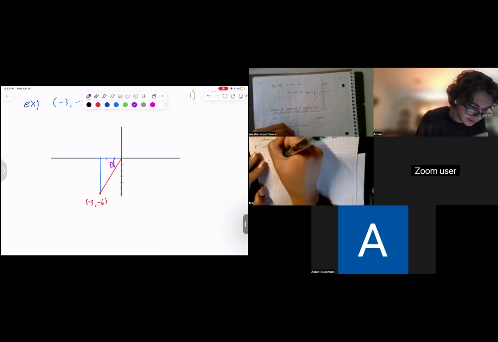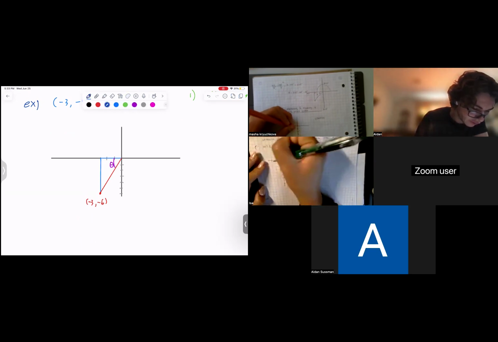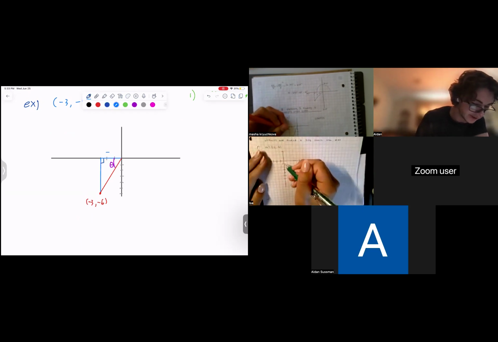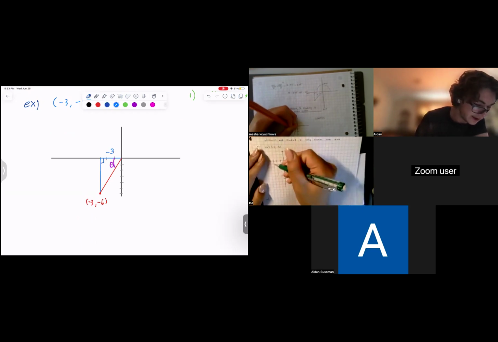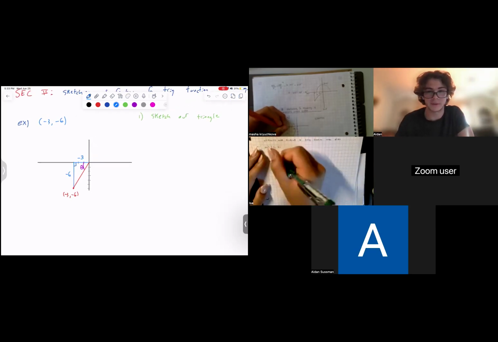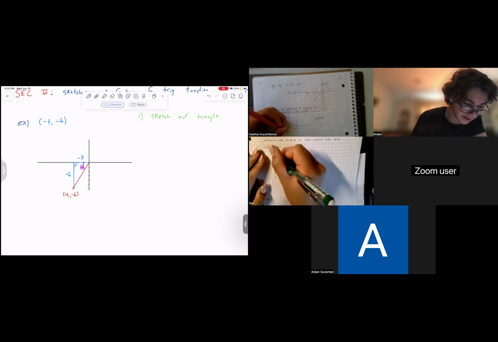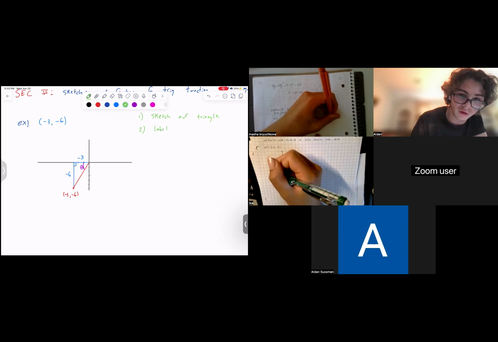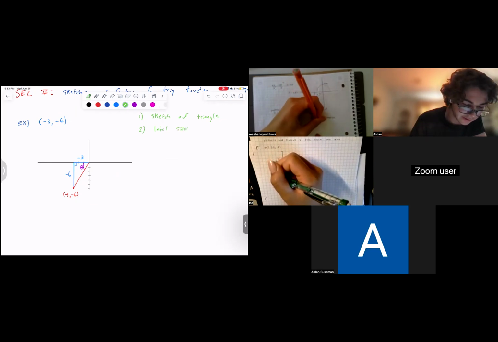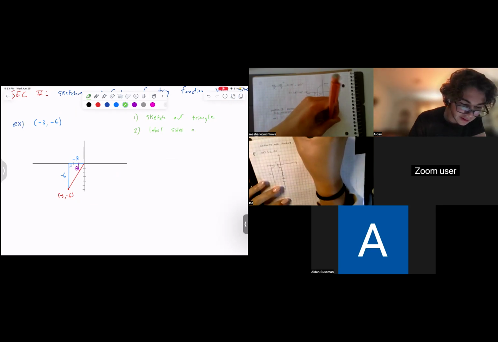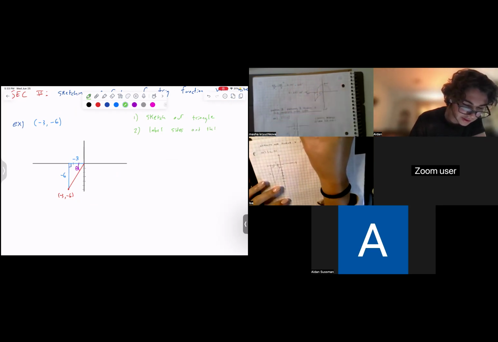And this guy right here, we know is a right angle. And let's draw the lengths of our side. This is -3, and this is -6. So the very first step is to draw the triangle. And then the second step is to label the sides, and theta.